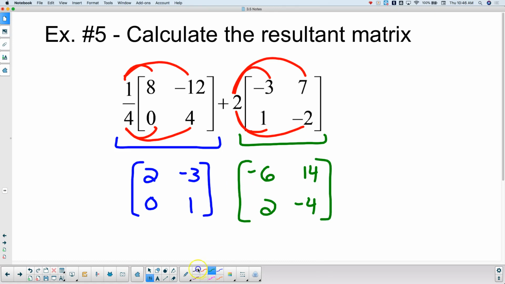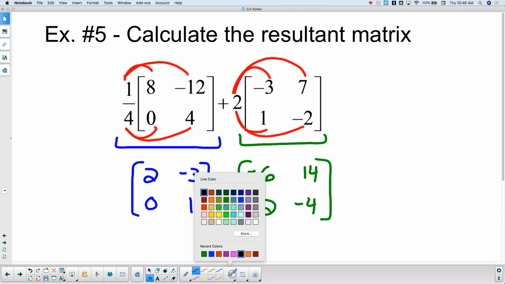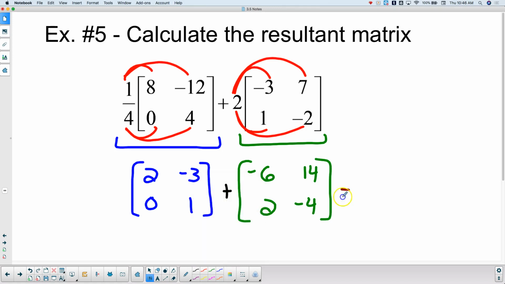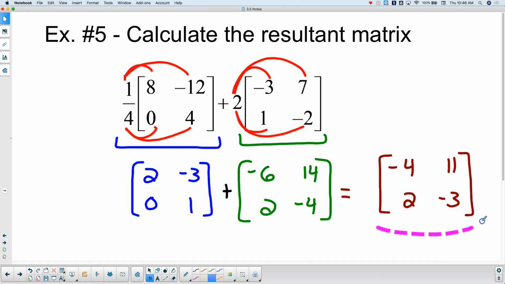Both are still 2 by 2 matrices, so both can still be added together. 2 plus negative 6. Actually, I don't need to scroll down. I can just do it over here. 2 plus negative 6 is negative 4. Negative 3 plus 14 is 11. 0 plus 2 is 2. 1 plus negative 4 is negative 3. So we get a 2 by 2 matrix, negative 4, 11, 2, negative 3. Questions on that one?